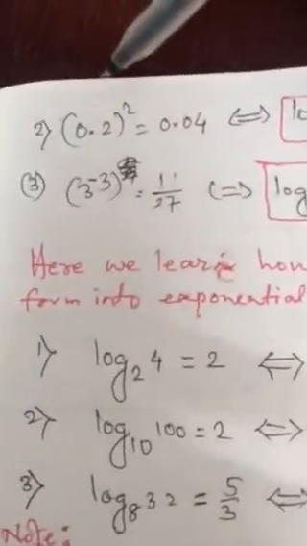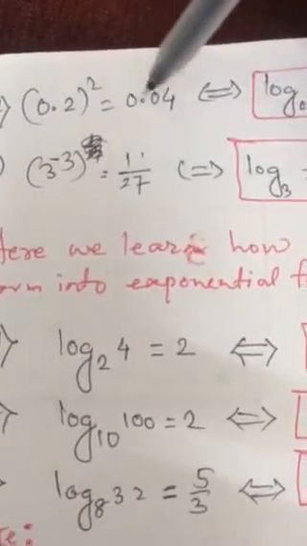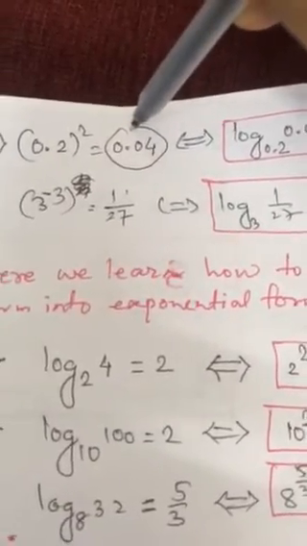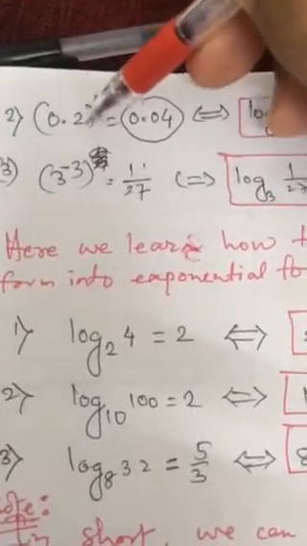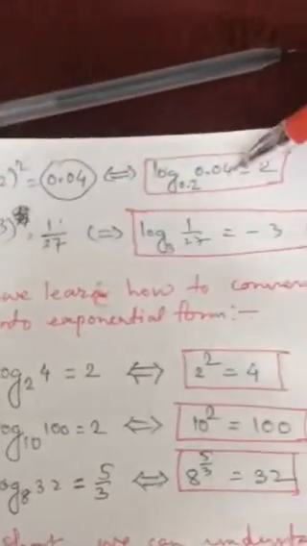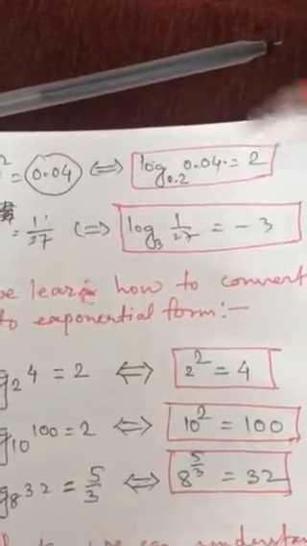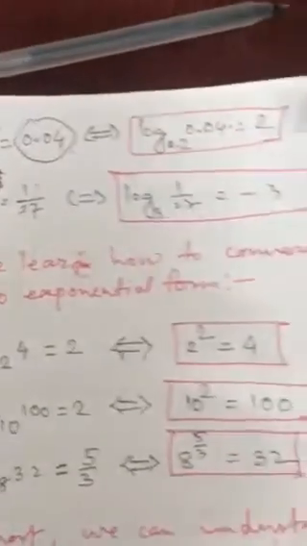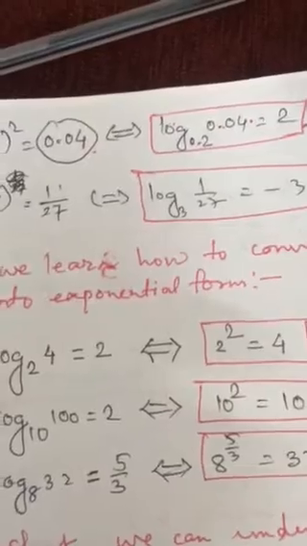Here you see, 0.2 to the power 2 equal to 0.04. It means log of this number to the base 0.2 is 2. Log of 0.04 to the base 0.2 is 2. Are you understanding here how to write exponential form into logarithmic form?